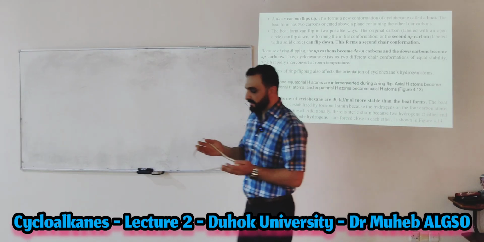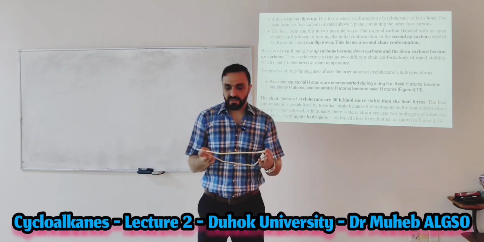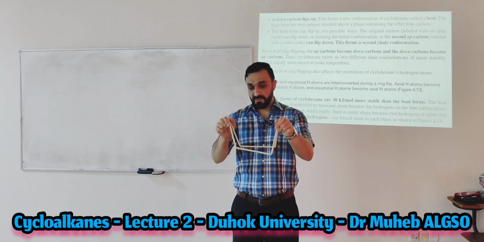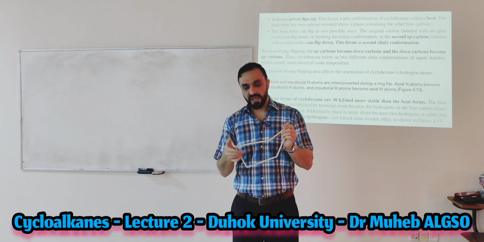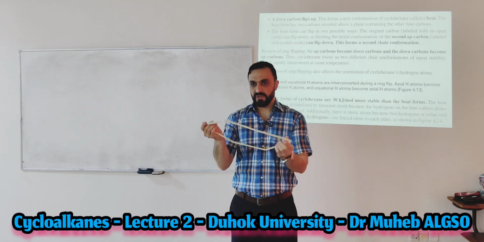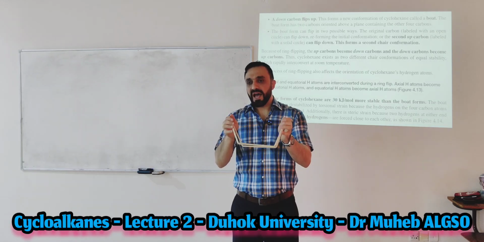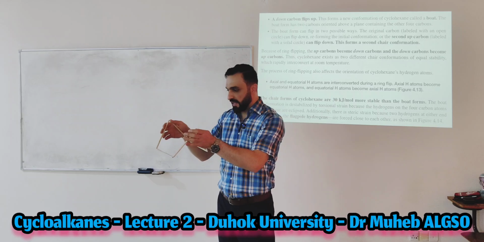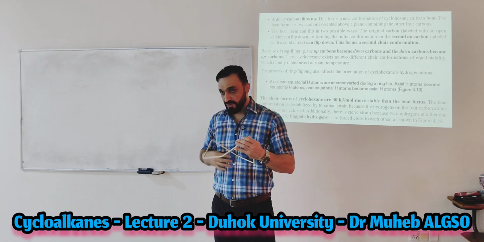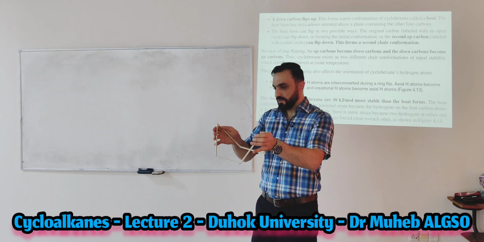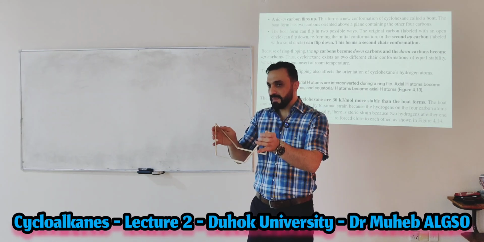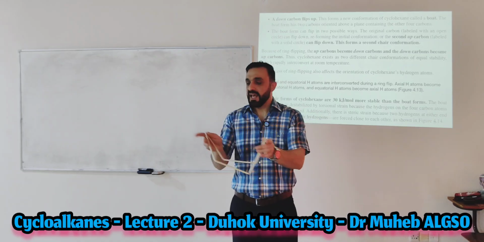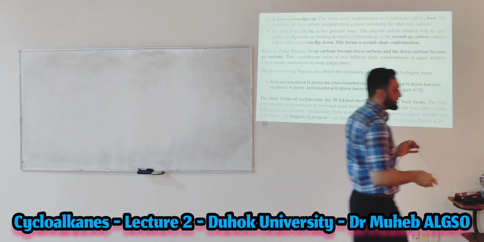Now, here he said to you, this is the chair form and this is the boat form. Look at these 4 carbons: 1, 2, 3, 4. All the hydrogens here are eclipsed to each other, and this makes torsional strain, as I told you before, and decreases the stability. And these are the 2 hydrogens here in the up position, these 2 hydrogens.